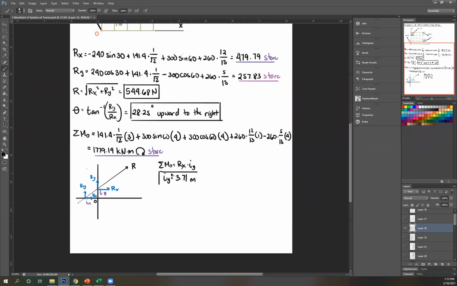So that's your IY. Next, do the same thing for IX. So once again, summation of moment at O. Looking here, Rx passes through O, so I'm left with Ry. Ry, perpendicular distance from O is Ix. So solving for Ix, what do we get? Correct, it's 6.90.